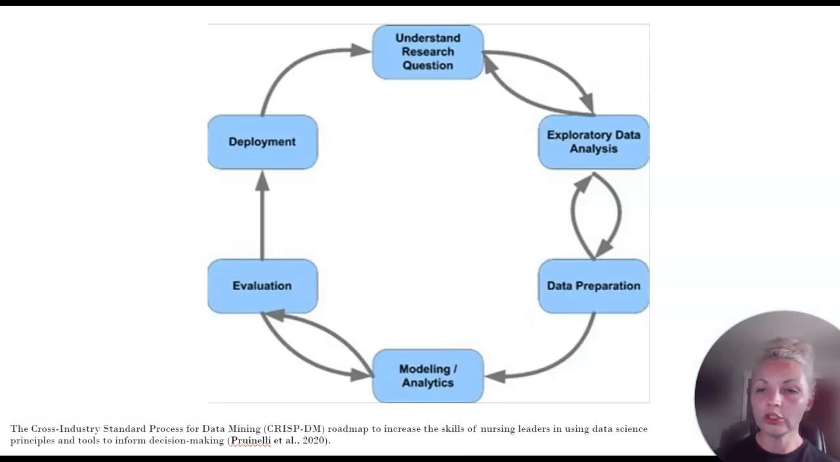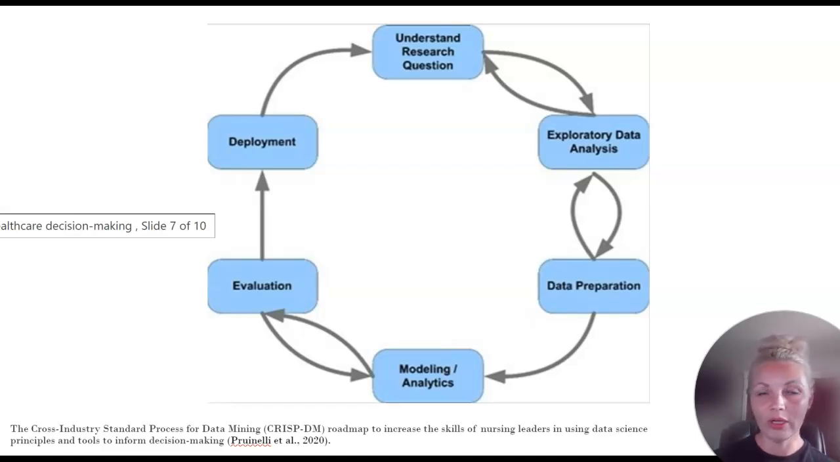I specifically wanted to share this decision-making roadmap with you. This is the CRISP-DM roadmap by Prunelli et al. in 2020. This is a great roadmap, a visual aid for our leadership to increase not only our leadership skills, but utilizing data science and principles to inform our decision making. This roadmap is proven to guide healthcare leaders to better understand the techniques, engage the appropriate stakeholders, create the necessary collaborations to make our healthcare decisions.